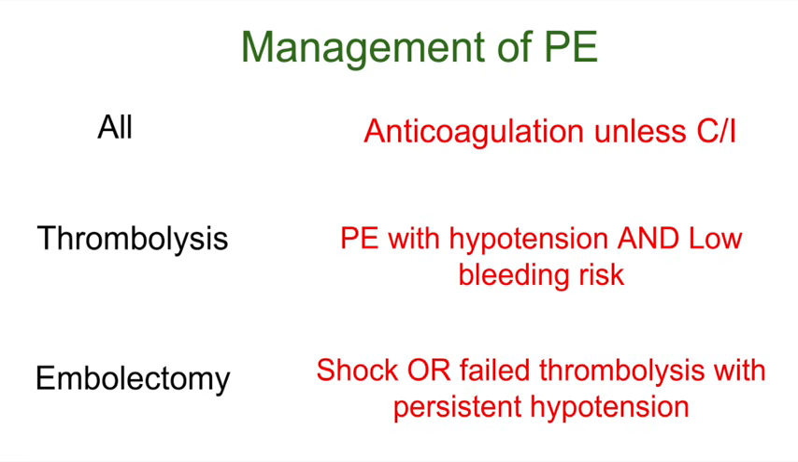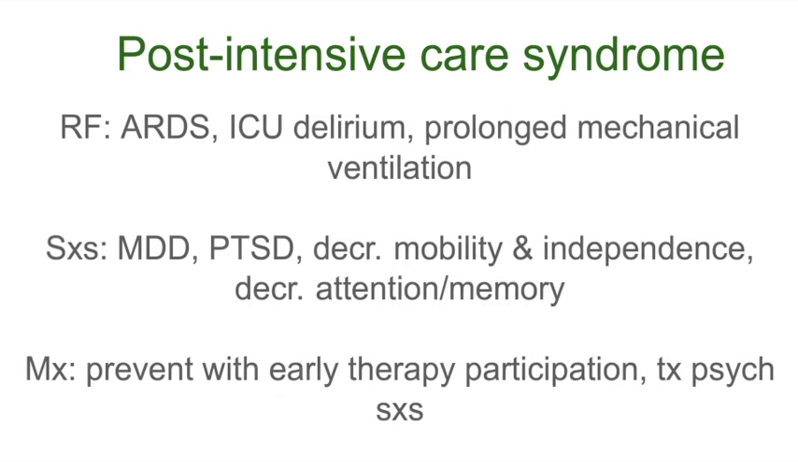So now we're going to take a closer look at post-intensive care syndrome. So some risk factors for this condition include ARDS, ICU delirium, prolonged mechanical ventilation. Symptoms of it: major depressive disorder, PTSD, decreased mobility and independence, decreased attention and memory. To manage patients with these conditions, you prevent with early therapy participation and you treat the psychiatric symptoms as well.